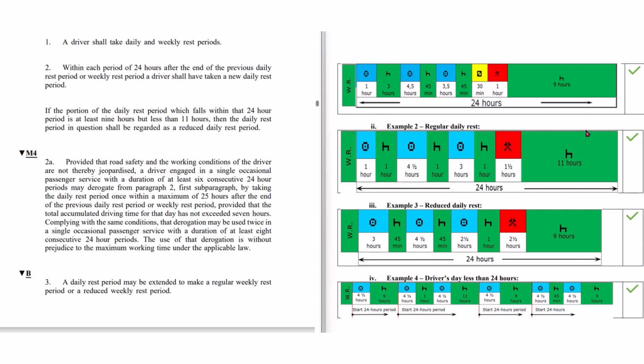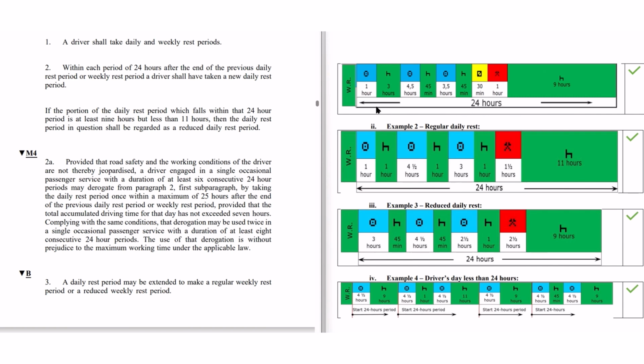When you start your day, work, drive, and take breaks, the daily rest period must also fall within this 24-hour window. If the daily rest is at least 9 but less than 11 hours, it is considered a reduced daily rest period. So, if you can't fit an 11-hour rest into the 24-hour period, it will be a reduced daily rest. On the right side of the screen you can see the Trace 2 document.